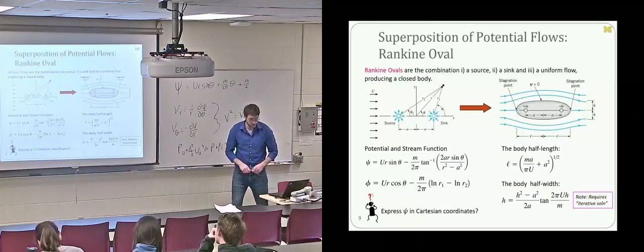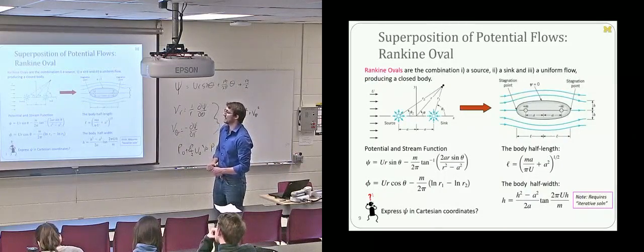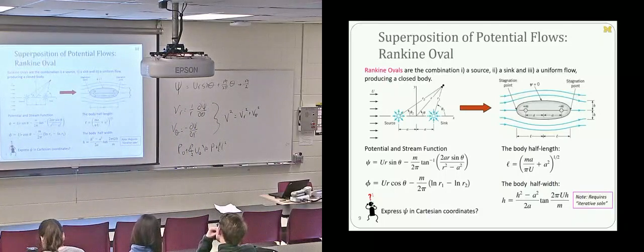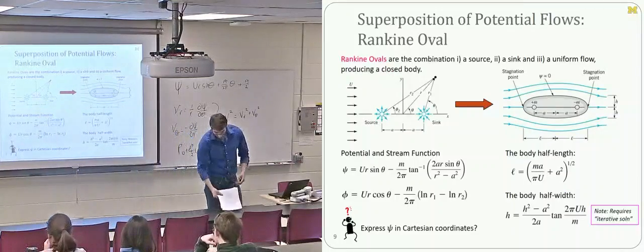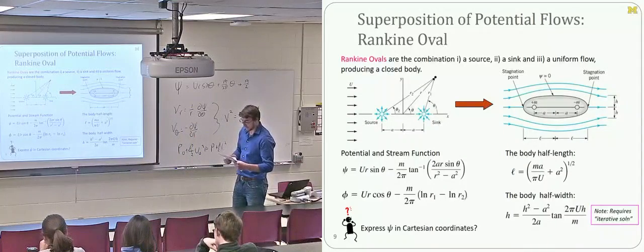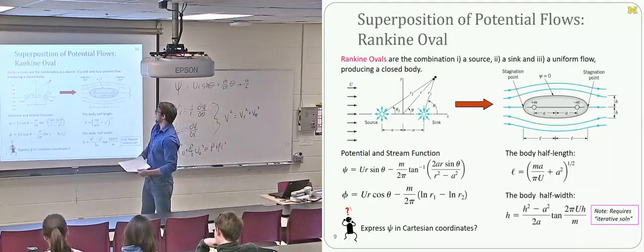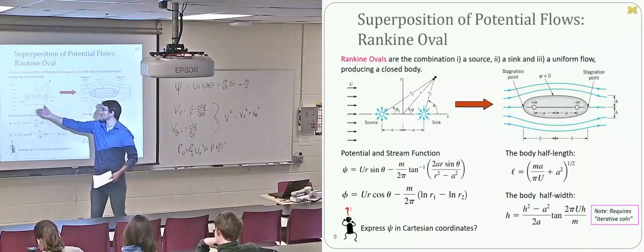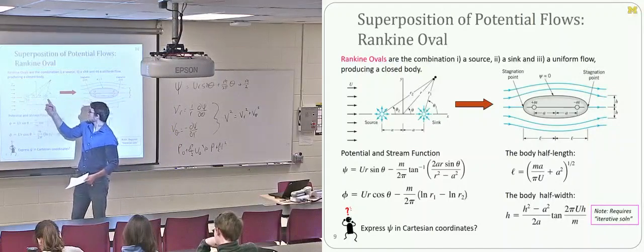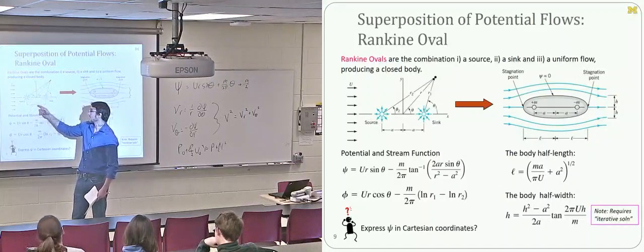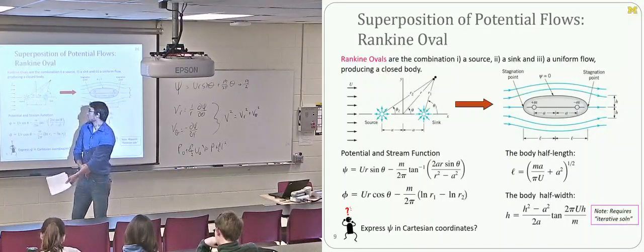Okay. Moving on, next one that we cover is what we call the Rankine oval. So if the Rankine half body is what happens when we shove a source into a uniform flow, the Rankine oval is what happens if we put in a sink of equal strength. There we go. So shown here is what this looks like. We have a uniform flow, and we have a source and a sink located at some distance each of a from the origin of our coordinate system.